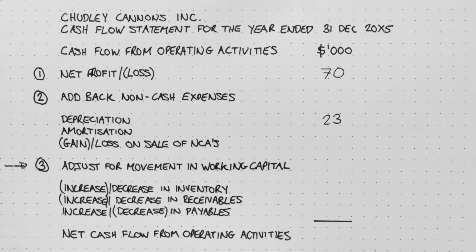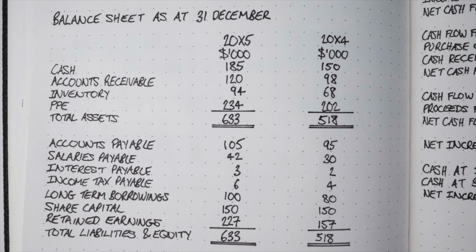Finally, in step 3, we need to adjust for the movement in working capital. Like I said before, working capital is made up of current assets less current liabilities. Let's have a look over the balance sheet and see what current assets we have. I can see cash, accounts receivable, and inventory.